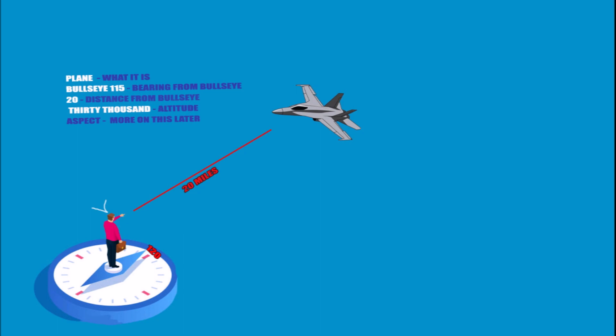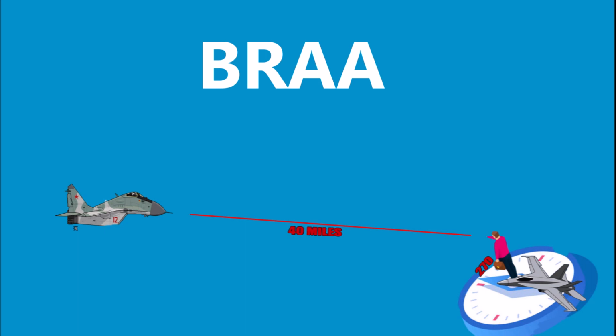Bullseye 115 is the bearing from the bullseye. 20 is the distance from the bullseye in nautical miles. 30,000 is the altitude. Then the final piece is aspect, and we'll cover that more a little later in the video. Now we'll look at BRA: bearing, range, altitude, aspect.